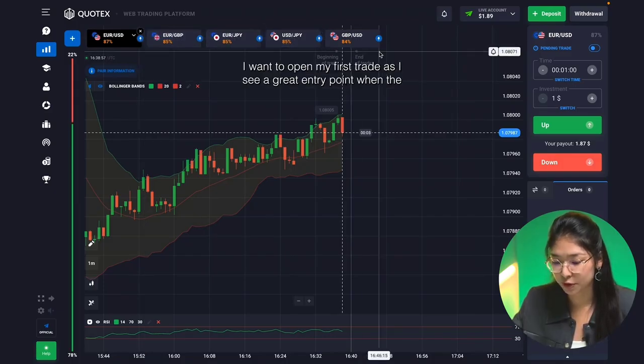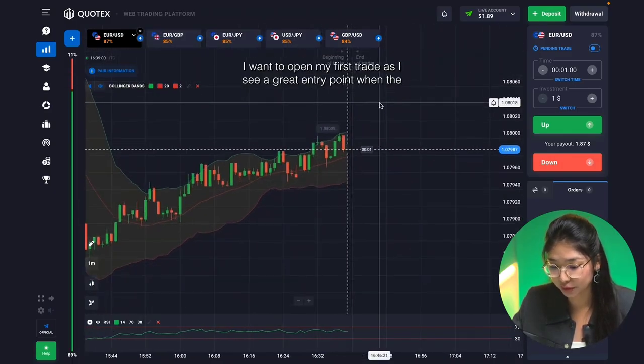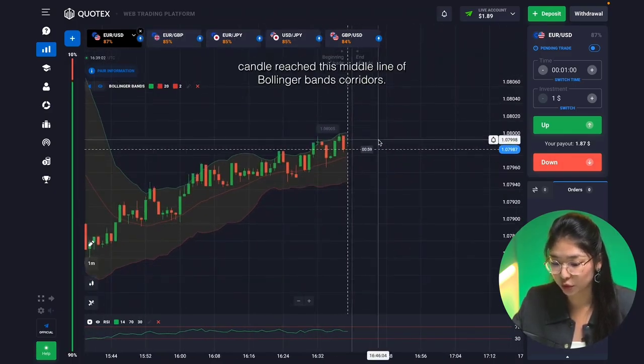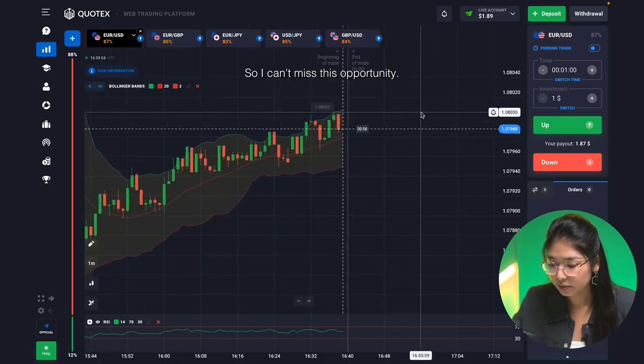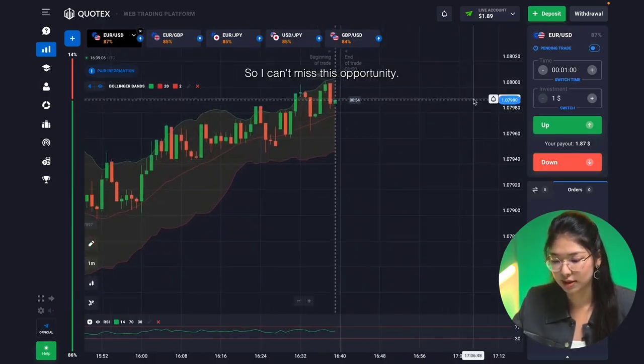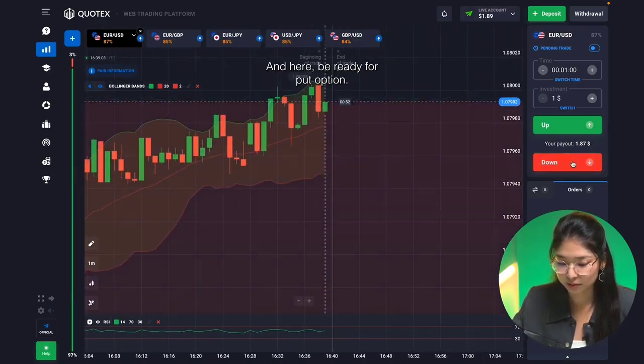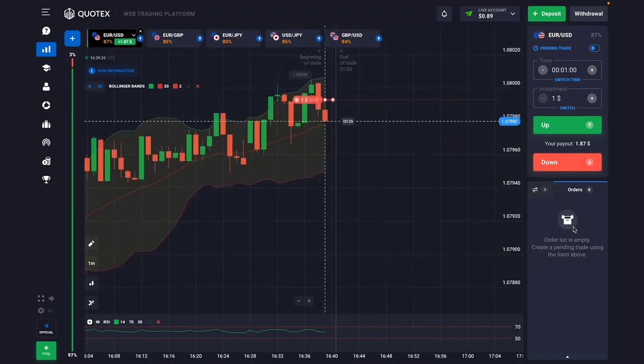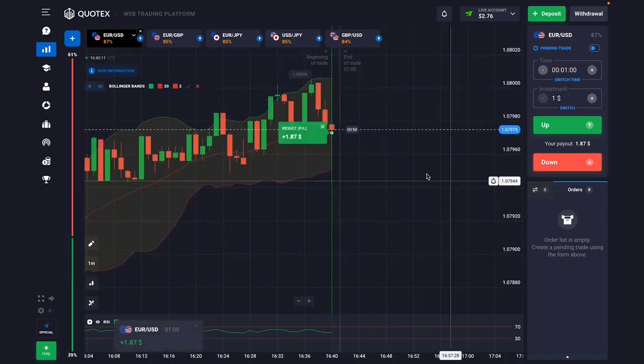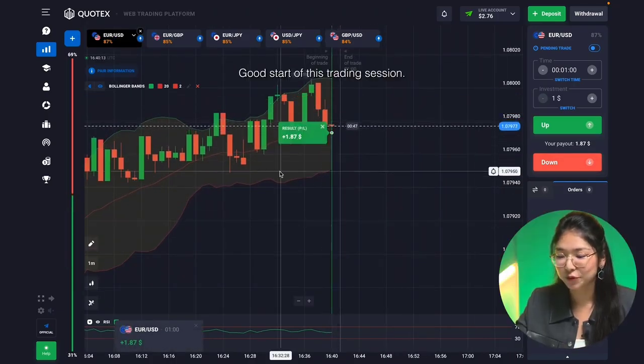I want to open my first trade, and I see a great entry point when the candle reached this middle line of the Bollinger Bands corridor. So I can't miss this opportunity, guys. And here, be ready for put option. Guys, that's amazing. Good start of this trading session.